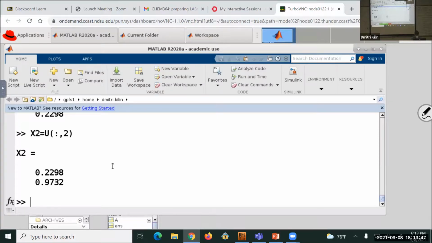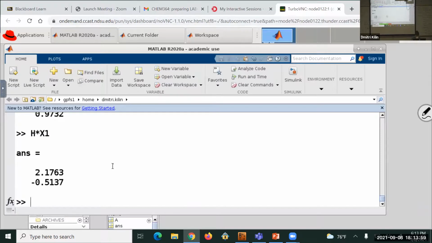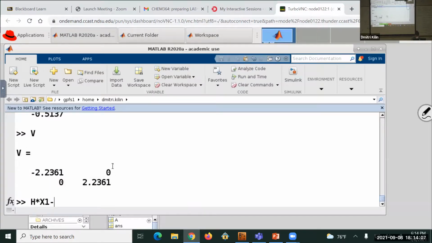Now let's multiply each time: the matrix times X one, minus X one multiplied by the eigenvalue, the square root of 5, 2.2361. So if I understand things correctly, if MATLAB does things correctly, then it should give a vector of zero and zero. If I did some error, if it is non-zero, it will indicate that either I'm wrong or MATLAB is wrong. And then I will try to swap rows and columns.